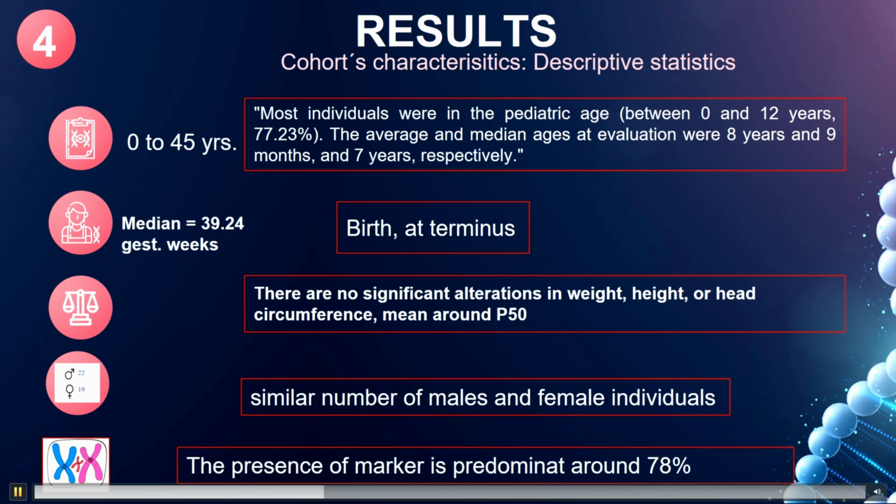Basically, the characteristics of the cohort, and this is descriptive statistics: most individuals were in the pediatric age, between 0 and 12 years, around 78%, and the mean and median age at evaluation were almost 9 years and 7 years respectively. Most of them were born at term, and there is no significant alteration in weight, height, or head circumference, with most of them remaining around P50. We have similar numbers of male and female individuals, and the presence of the marker is predominant, around 78%.